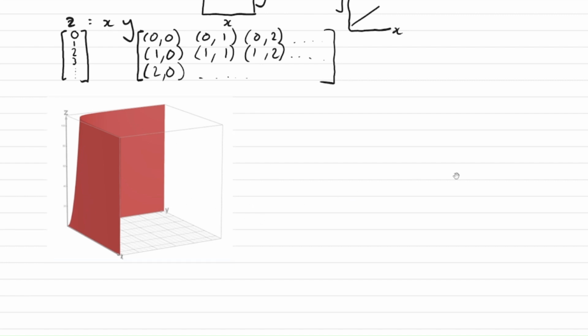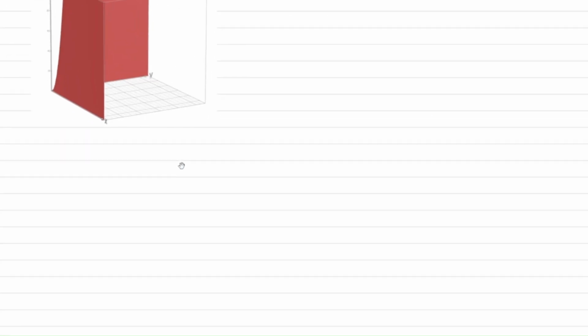Another example which we could think about, and which we could try to actually draw, is the function maybe z is equal to x squared plus y squared. What does this function represent? What would it look like in terms of a 3D plot?